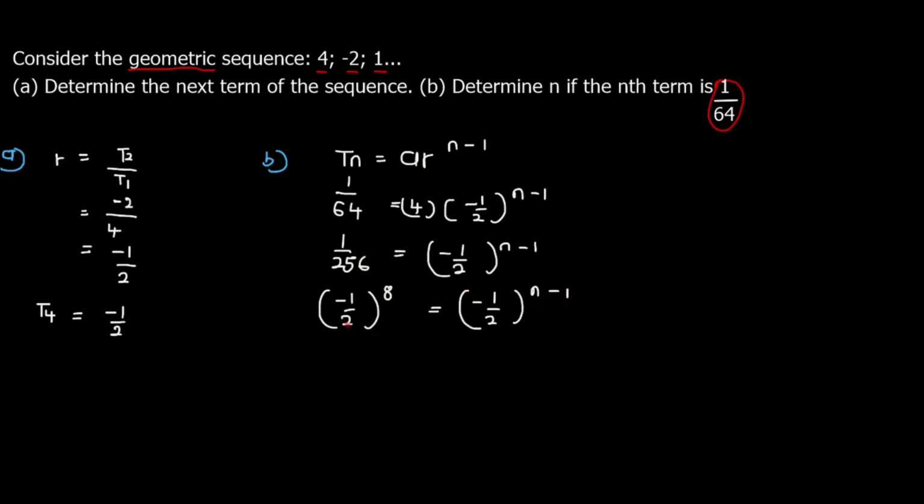Now, because the bases are the same, we can equate the exponents. This means 8 is equal to n minus 1. Therefore n is equal to 8 plus 1, so our n is equal to 9. So that's it for this problem.